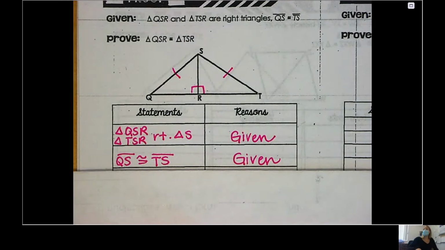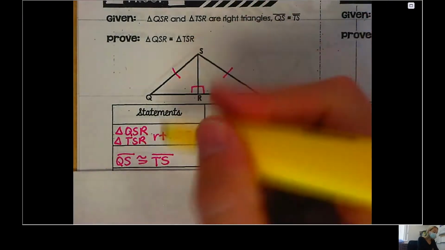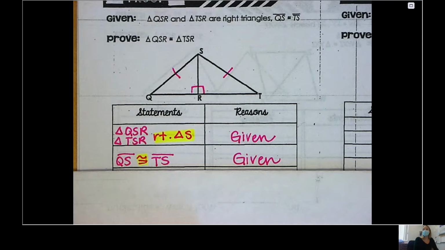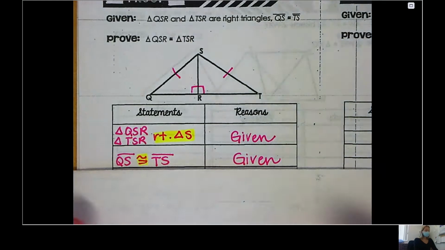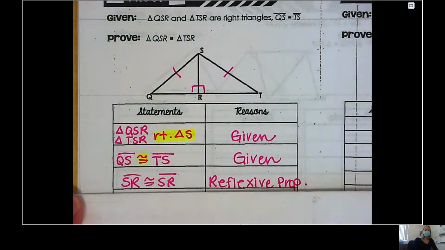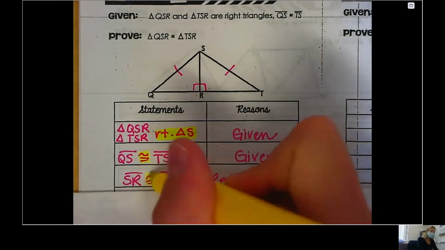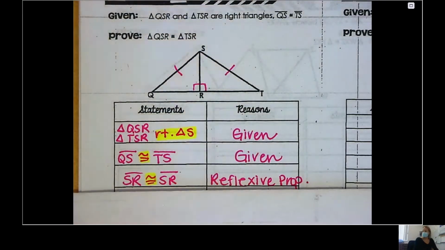So if you know that they're right triangles, that means you have a right angle. And you've got another piece of congruent information. You need one more piece of information. Cooper, what's your last statement and reason? Beautiful. Reflexive property, which means it shares the side. So what should I put on SR, Cooper? How many? Two tick marks. Beautiful.